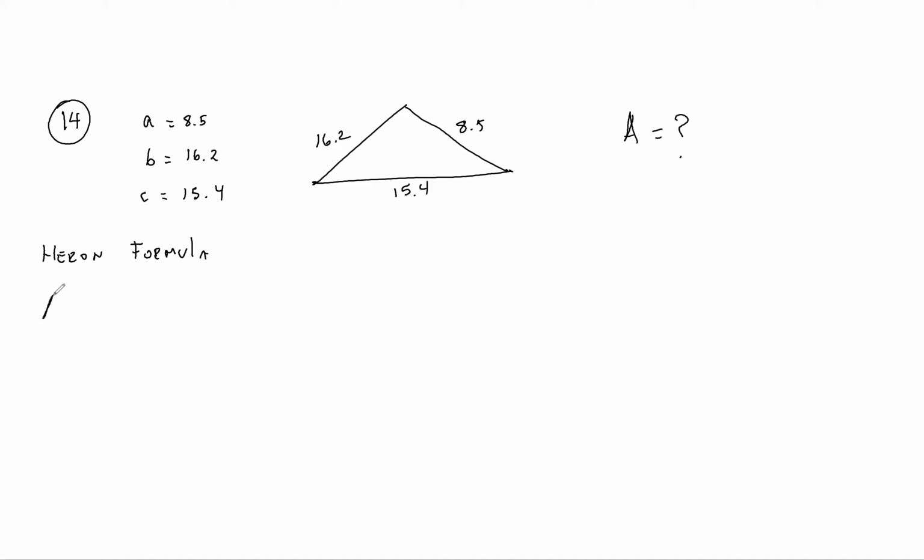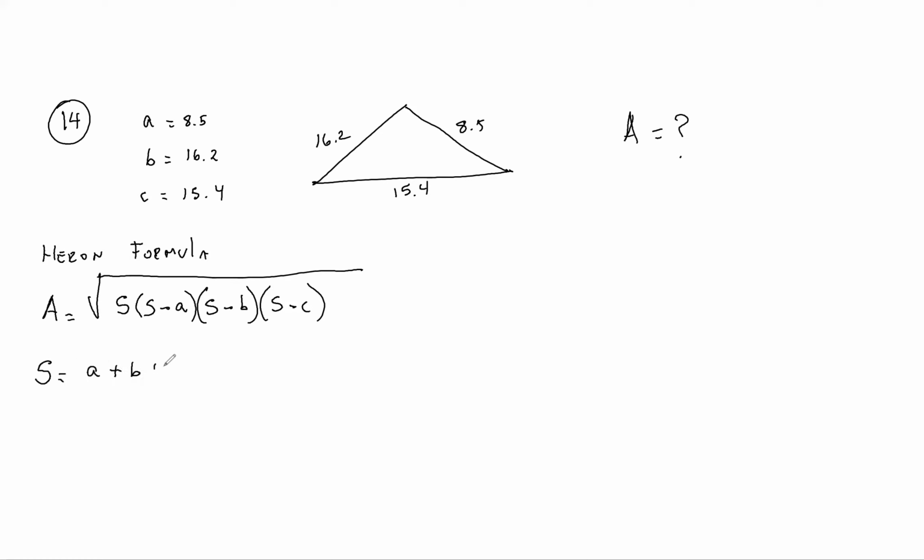The Heron formula says the area is equal to the square root of S, the semiperimeter, times S minus the side A, times the semiperimeter minus B, times the semiperimeter minus C. How do you find the semiperimeter? You say A plus B plus C divided by 2. It's the reason they say semi. We divide by 2. Okay. Look for the semiperimeter.